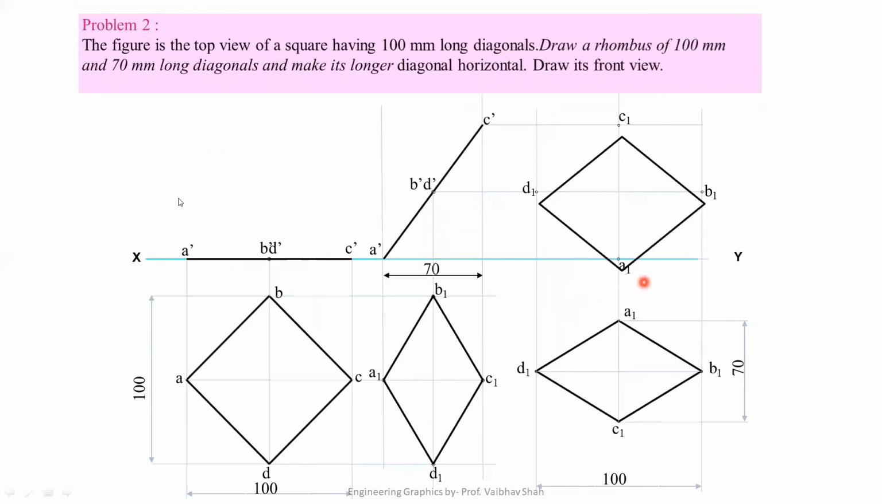Now let us see one more example. Problem number 2. The figure is the top view of a square having 100 mm diagonals. Draw a rhombus of 100 mm and 70 mm long diagonals and make its longer diagonal horizontal.